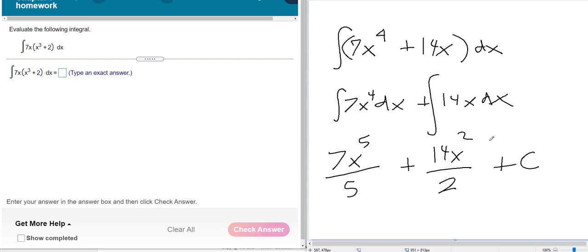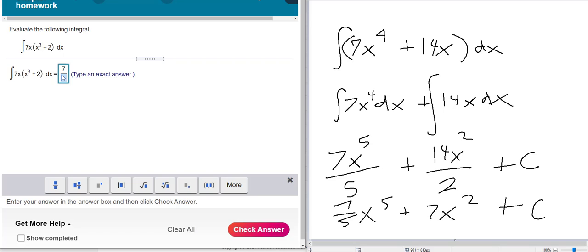And of course, this second one will reduce to 7x squared. So it's going to be 7/5 x to the 5th plus 7x squared plus c. Just multiply it out before you take the integral.